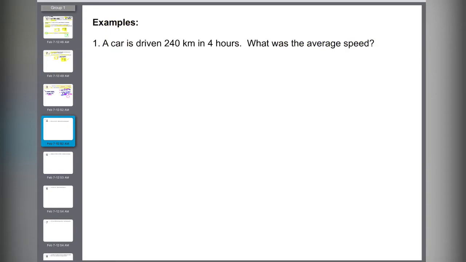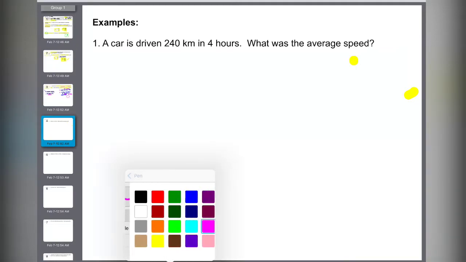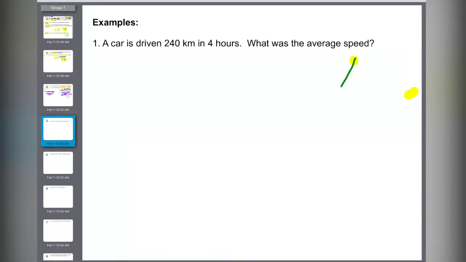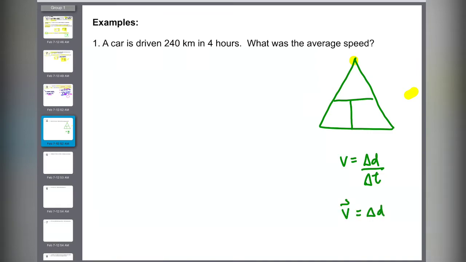Okay, example. This has to do with math. I don't know how easy or hard math is for you, so I just want to be on the safe side. You might want to write this down too: draw your magic triangle if you need. I'm just going to draw my triangle. I gave you two equations that are almost exactly the same, so the rearranging of the equation would be the same. I'm just going to write v is d over t, or v vector is delta d vector over t. But in terms of manipulating, they're the same.